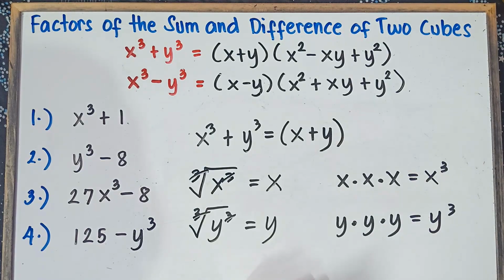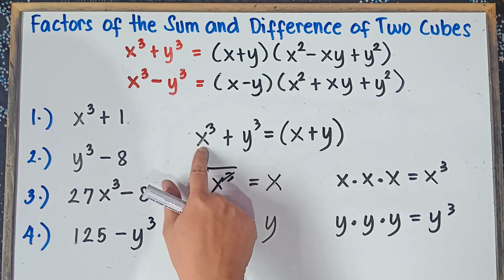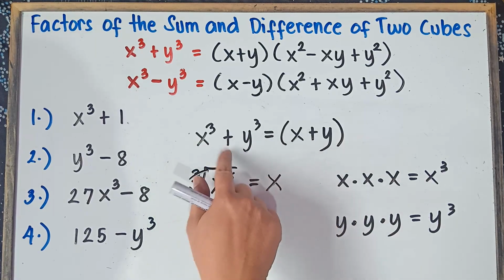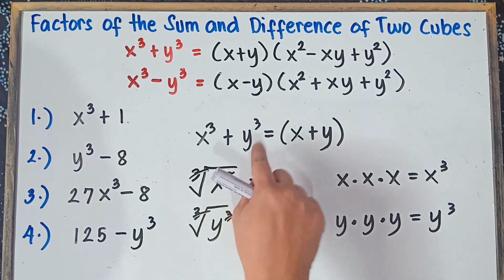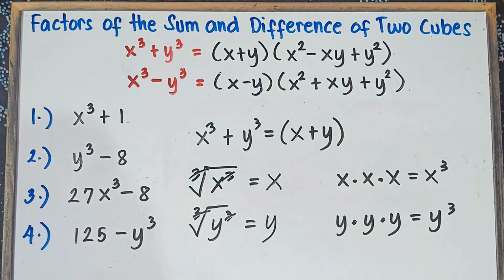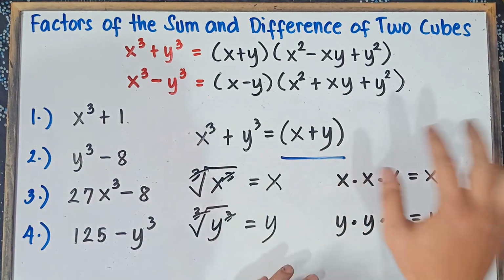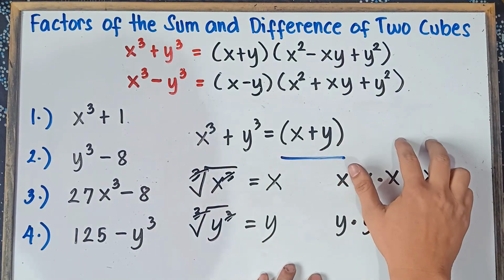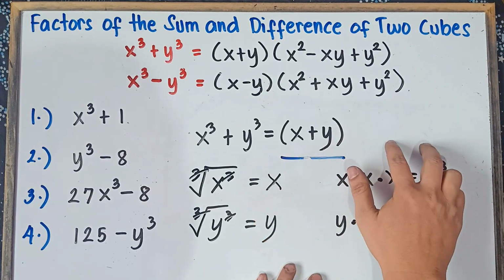So once again, class, first step, get the cube root of the first term, the cube root of x cubed, that would be x. Simply copy the plus sign. Get the cube root of the second term, the cube root of y cubed, that would be equal to y. So this is your first factor, class. Now, with regards to your second factor, your first factor will be your guide to get the second factor.